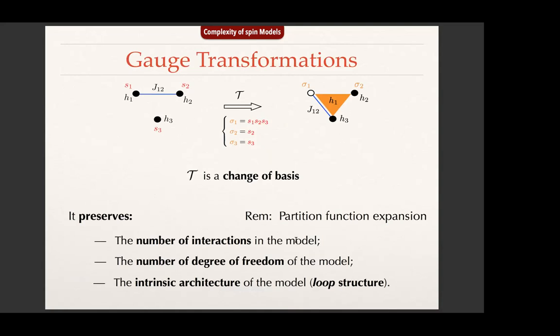What we know is that they preserve the number of interactions of the model, they preserve the number of degrees of freedom of the model, and they preserve the intrinsic architecture of the model. So the constraint, the loop structure of the model. For people who are familiar with this, the loop structure, this entire thing can be recovered by making an expansion of the partition function in terms of loops. So there's this loop expansion, so you can make this expansion and recover exactly the same results.